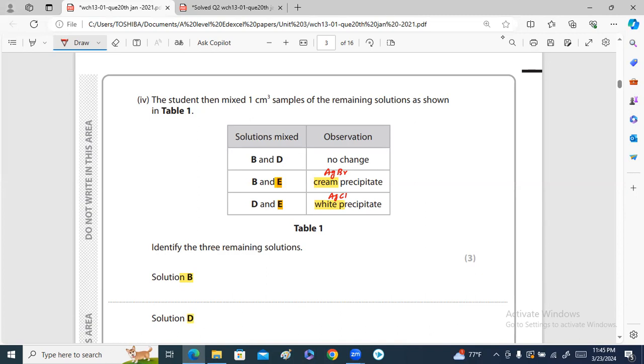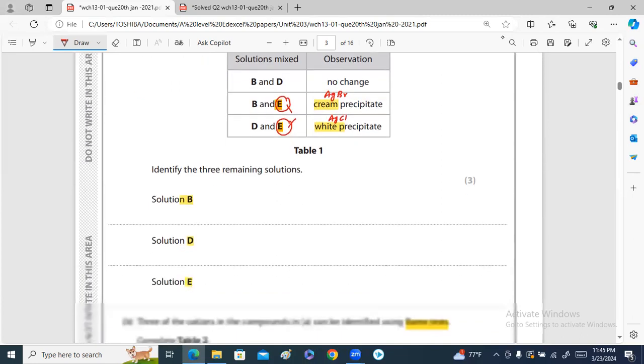So it means that E is the common reagent which is producing the cream precipitate with D and cream precipitate with B and white precipitate with E. So E must be silver nitrate. So E is silver nitrate because silver nitrate produces white precipitate with chloride and cream precipitate with bromide.